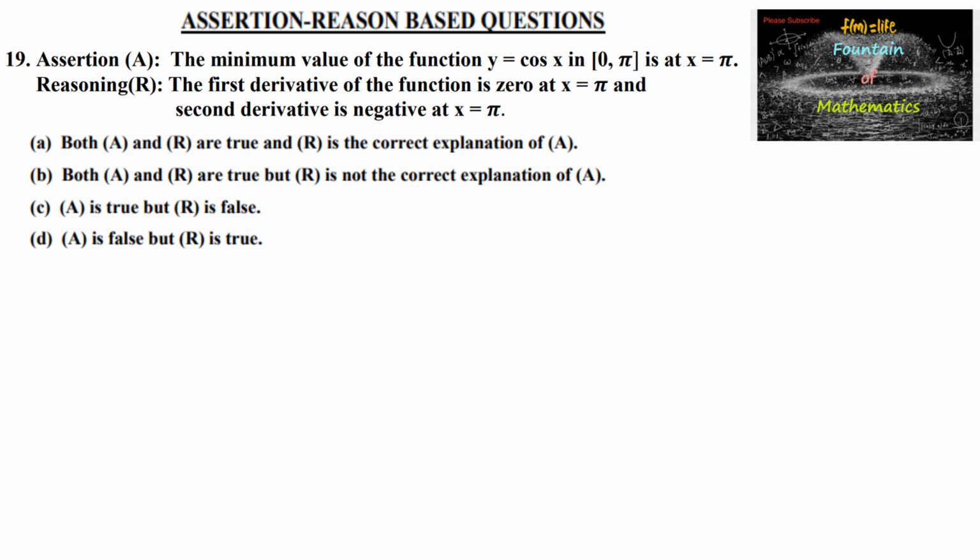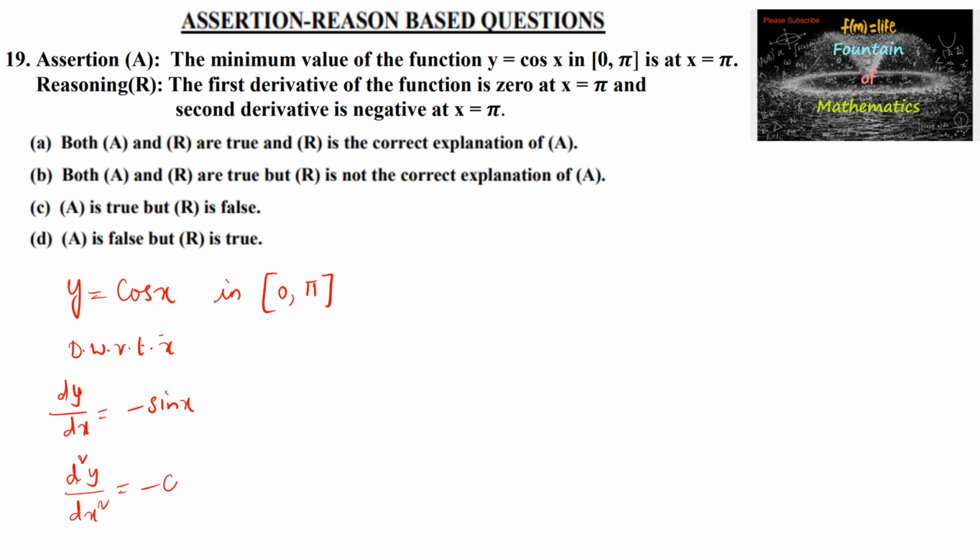Assertion reason based question. Assertion: the minimum value of the function y equal to cos x in 0 to pi is at x equal to pi. Let us verify. Differentiate with respect to x. So we have dy by dx is equal to differentiation of cos x, minus sin x, and again differentiating, we have d square y by dx square is equal to minus cos x.